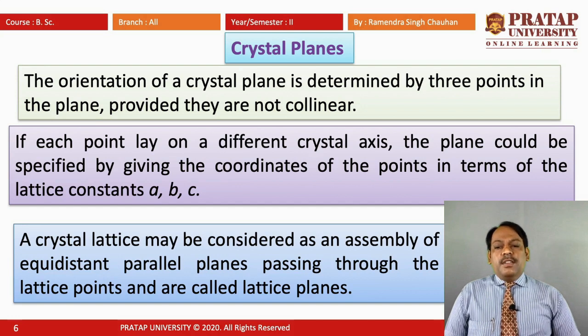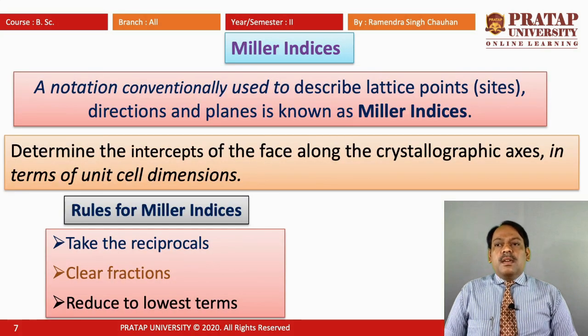So, what is a crystal lattice? It is an assembly of equidistant parallel planes which pass through lattice points, and they are called lattice planes. So, what are Miller indices? We know that Miller indices are calculated using crystal planes. So, what are Miller indices? It is a notation that is conventionally used to describe lattice points, directions and planes. They are called Miller indices.